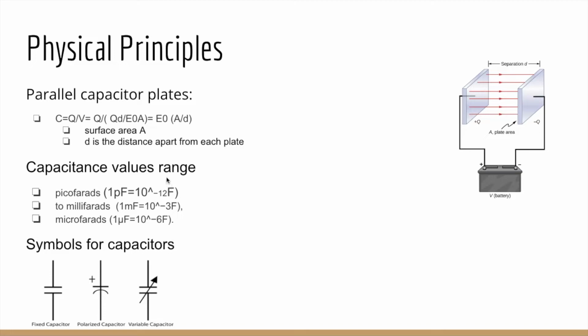Capacitors have different value ranges. We can have picofarads, millifarads, and microfarads. And some of the symbols for capacitors are fixed capacitors, polarized capacitors, and variable capacitors.